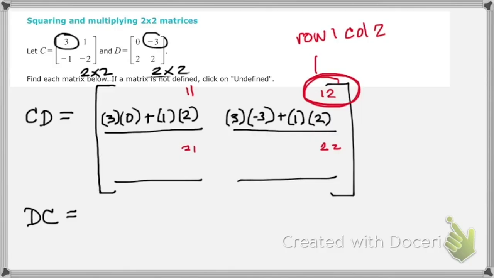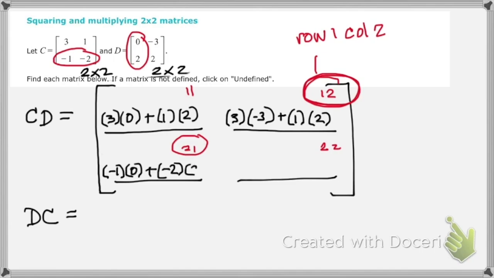So with the first number, second number, second number. Row, column. So I always use the row of the first matrix, and I always use the column of the second matrix. And that never changes. Okay. Now down here, row 2, column 1. So it's row 2, column 1. Negative 1 times 0 plus negative 2 times 2.